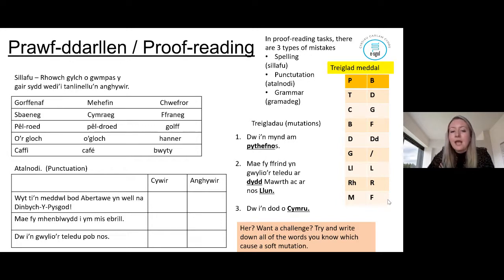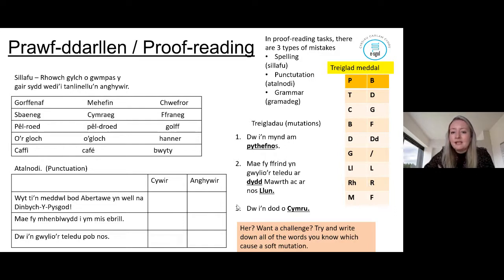Let's have a look at Rhif 2. Mae fy mhen blwydd I ym mis Ebrill. That was also incorrect. Ebrill means April. So Ebrill needs a capital letter. Okay, and da iawn, that's just coming in the chat as well. And the last one, dwi'n gwylio'r teledu pob nos. I watch TV every night. Nothing wrong with that. So that was correct.